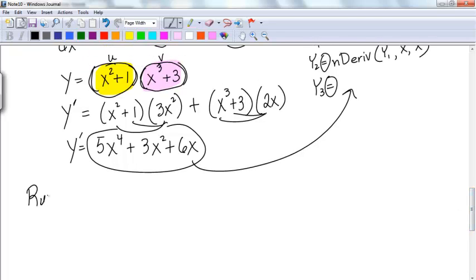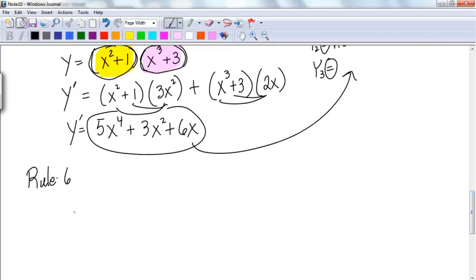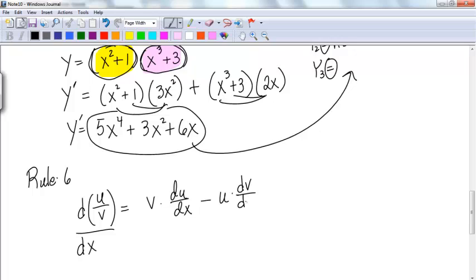Rule 6. I'm going to give you the quotient rule without all the writing. Quotient rule, the derivative of u divided by v with respect to x. You have to start with the denominator, with v, times the derivative of u with respect to x, minus, leave the u the same, times the derivative of v with respect to x, and it's all over the denominator squared, v squared.